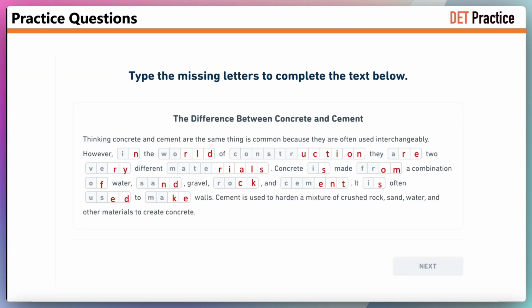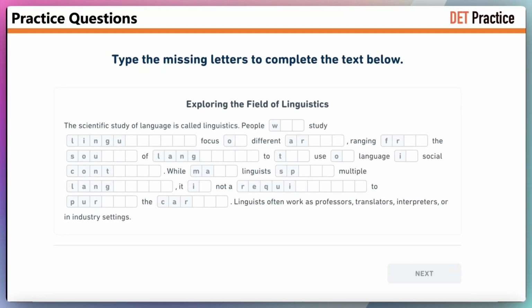Next, it is often an adverb of frequency followed by a verb, so used. This is in passive voice. Then we have a to-do infinitive, which should be making walls. That completes this question. Let's move on to the next question. You may want to pause the video at this point and try to complete the question on your own.